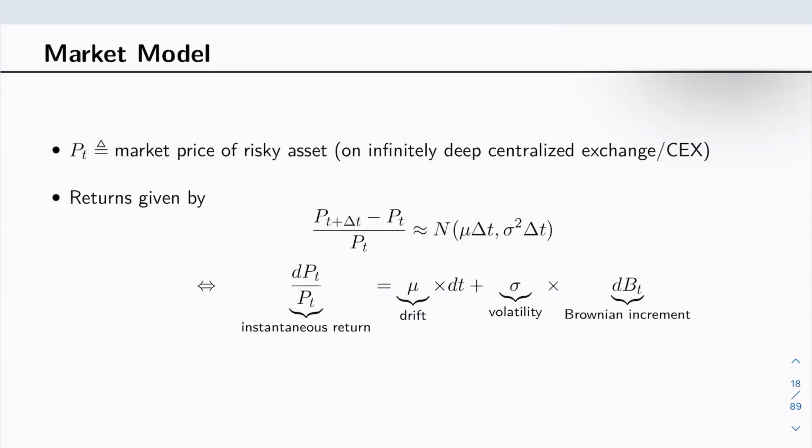And so I'm going to need a model for this market price. And so I'm just going to use the basic Black-Scholes model. In other words, I'm going to assume that the returns are approximately normal. And the way you would write that as a stochastic differential equation is you'd say that the instantaneous return has two things. It has a drift term, right? And then it has a Brownian term of volatility times a Brownian increment. And this is the standard Black-Scholes type of modeling assumption.